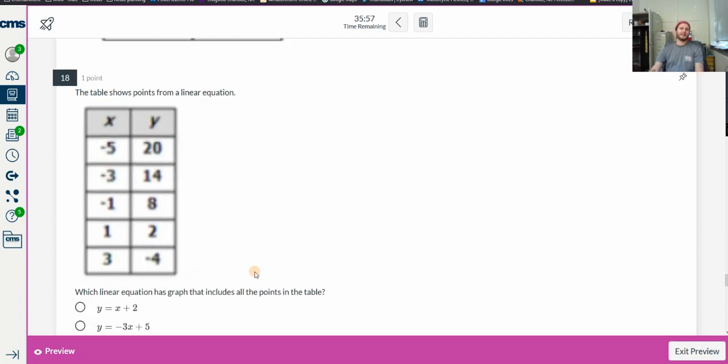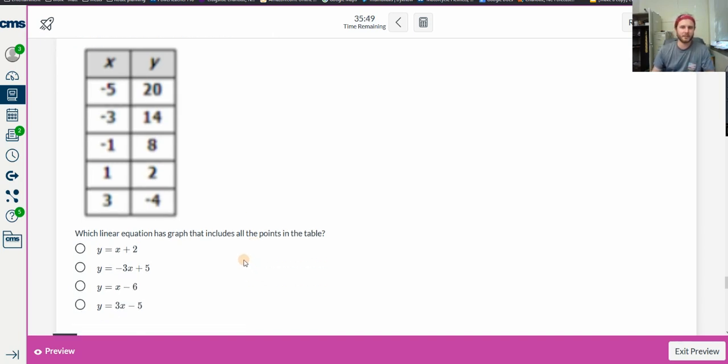For number 18, the table shows points from a linear equation. Which linear equation has a graph that includes all of the points in this table? So we're looking for which of these down here matches all of this. Kind of the same thing I did with an earlier problem. I'm just going to pick the easy one. All right, when x equals 1, y should equal 2. So if I replace this with a 1, 1 plus 2 should equal 2. Well, this one obviously didn't work, so that's out.